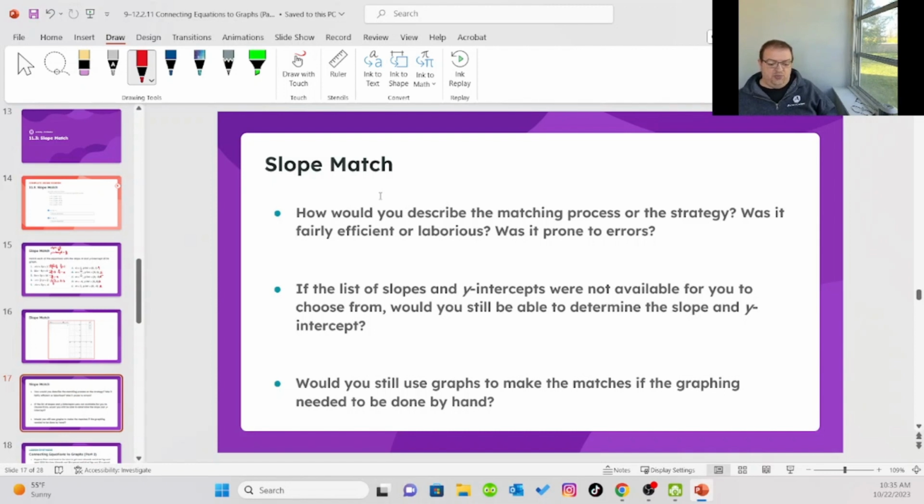If the list of slopes and y-intercepts were not available for you to choose from, would you still be able to determine the slope and y-intercept? Yes, the slope is negative a divided by b, and the y-intercept is c divided by b. Would you still use graphs to make the matches if the graphing needed to be done by hand? That's up to you. Personally, I would still do it because I believe graphing by hand is pretty simple.